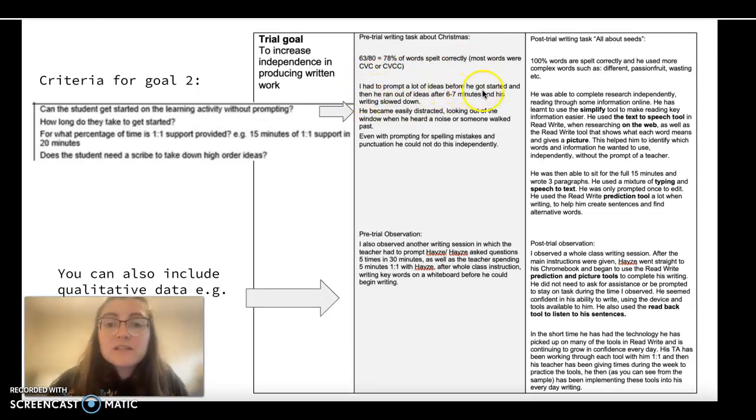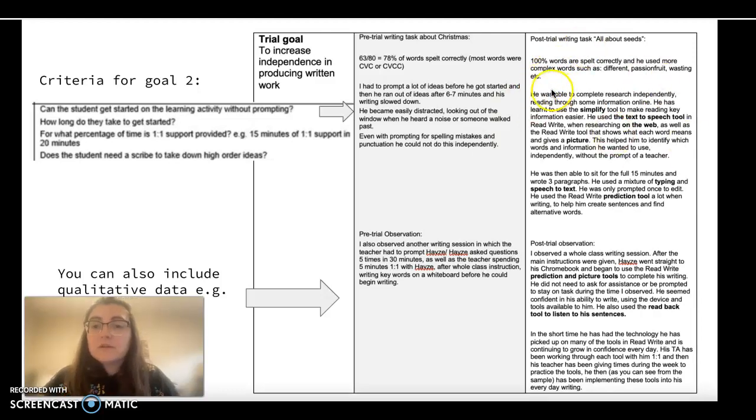I had to prompt a lot of ideas before he got started, and then he ran out of ideas around 6 to 7 minutes instead of using the full 20 minutes. He slowed down a lot. He became easily distracted. He looked out the window often. And even with prompting for spelling mistakes and punctuation, he couldn't do that independently.